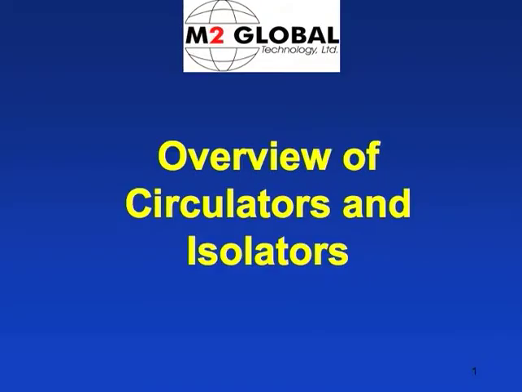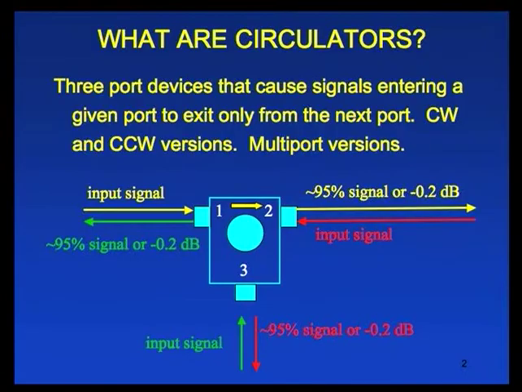I work for M2 Global Technology, and I'd like to start by showing you what circulators are and what they do. They have three connections. We call them ports. I'll explain more about that later. For example, if we have a signal coming in on port 1 on the left, then it will go out on port 2. It's like a roundabout. It goes round, keeps to the left, and comes out at the next port.